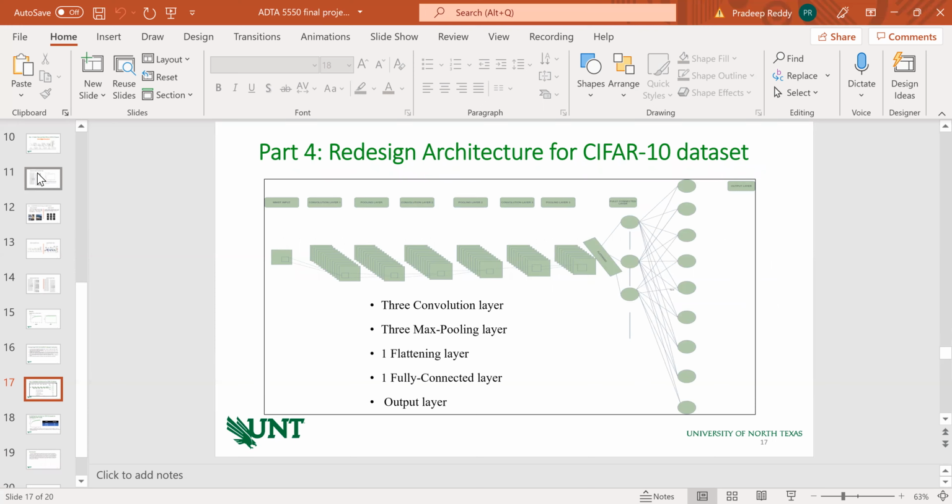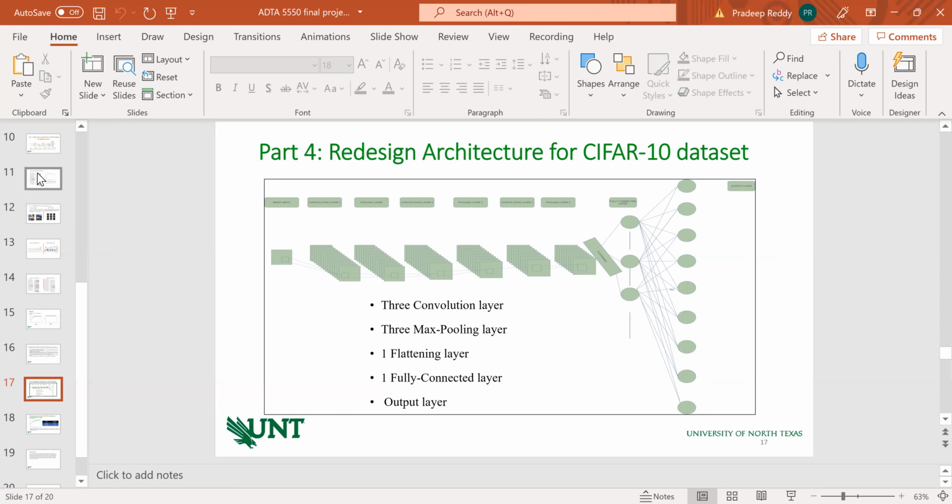So coming to the final part of my project, which is to redesign the architecture for the CIFAR-10 dataset. I added one more convolution layer and a pooling layer to the existing convolutional neural network model. So there are a total of 3 convolutional layers, 3 max pooling layers, 1 flattening layer, 1 fully connected layer and 1 output layer. I want to check how the accuracy will increase by adding 1 convolution layer to the existing CNN for the CIFAR-10 dataset. I ran the Python program, and the following are the results.